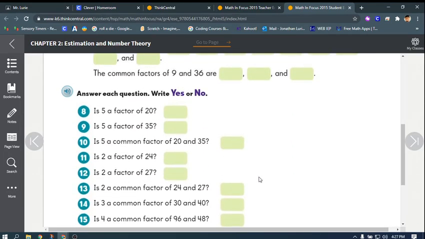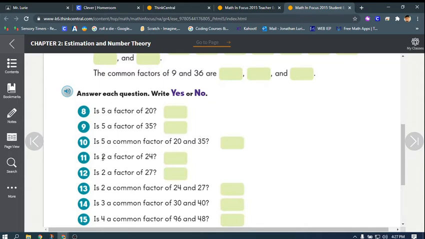Let's quickly do this. Number 8: is 5 a factor of 20? Yeah, right? 5 times 4 is 20. 5, 10, 15, 20. So 5 is a factor of 20. Number 9: is 5 a factor of 35? Well, if we can skip count by 5 and get to 35, then you betcha. 5, 10, 15, 20, 25, 30, 35. So, yep, 5 is a factor of 35. Is 5 a common factor of 20 and 35?